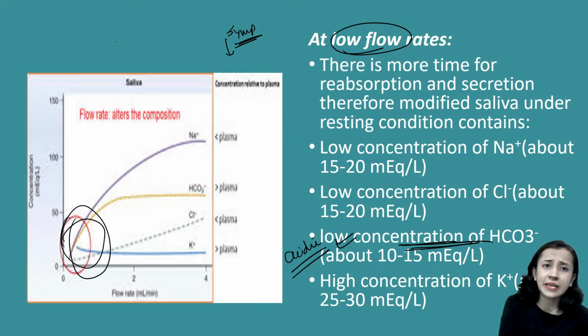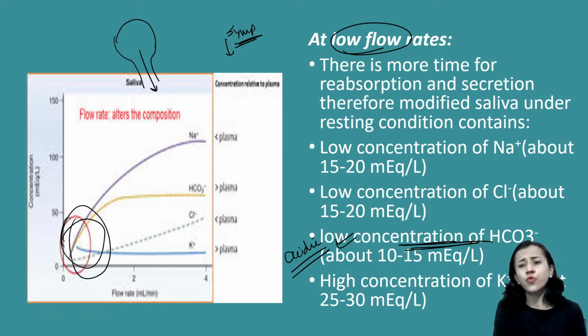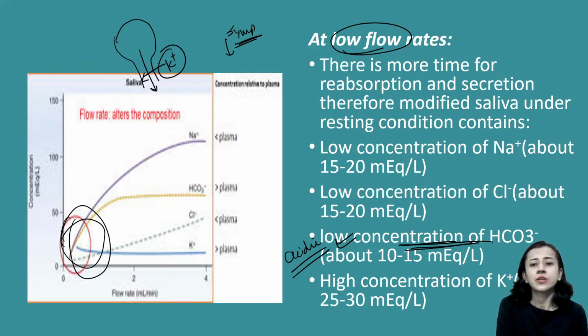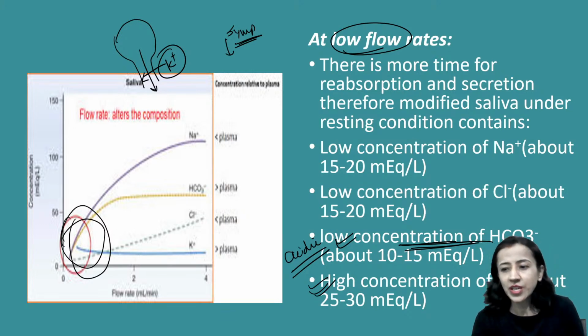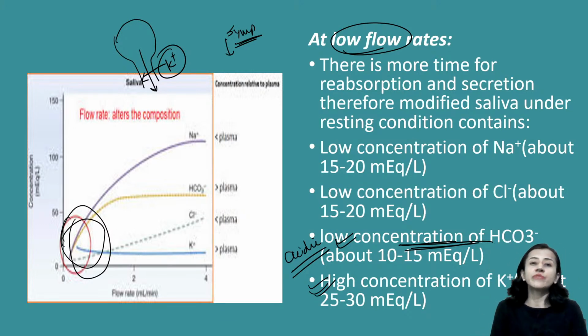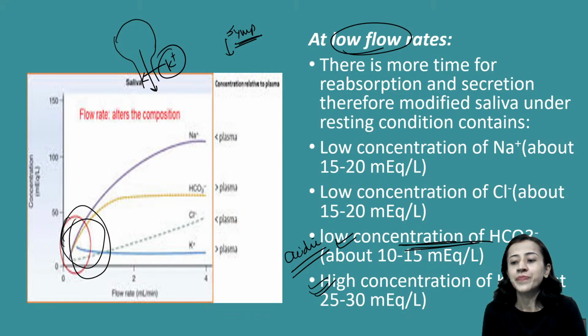And at low flow rate, I repeat again, you can see here, flow is low. So what happens? More time is provided for the secretion of potassium ion. So the potassium concentration is high in the saliva. Fine. So this is all about flow rate and the concentration of various ions. Okay, am I clear? Tomorrow we will discuss the phases of salivary secretion, and second thing, if we can complete, we can complete the functions of saliva.